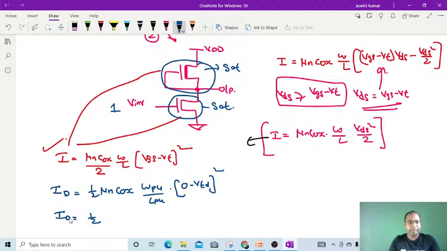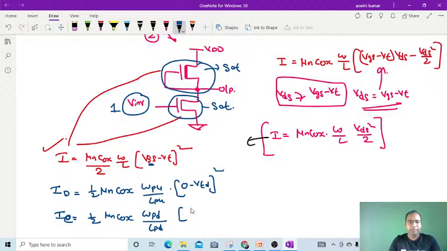So IE is equal to mu n COX WPD by LPD, with VINV instead of VGS, because I took the input to the enhancement N MOSFET as VINV. So VINV minus VT whole square. Okay, I took it like this.